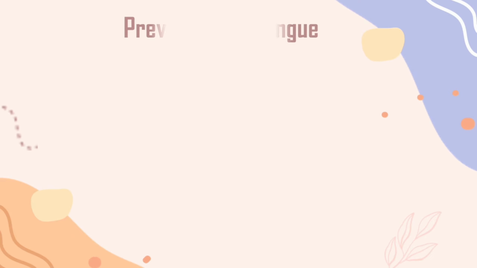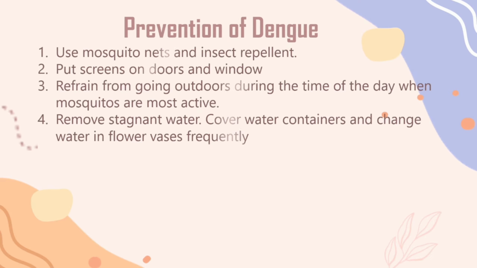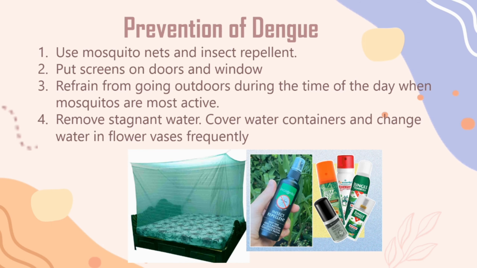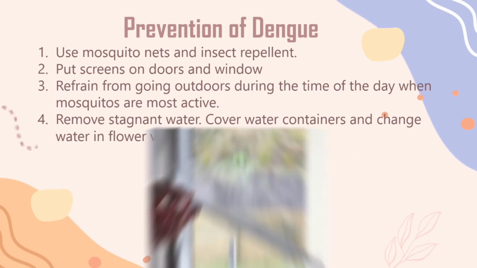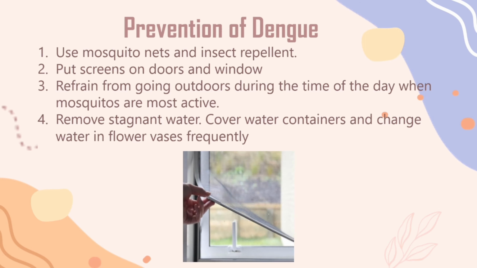So how to prevent this infectious disease? Well, the best way to prevent it is to avoid being bitten by mosquitoes. And here are the following tips on how to do it. So make sure that you take note of these. The first tip is use mosquito nets and insect repellent to protect and keep you from mosquito bites. Second, put screens on doors and windows to keep flies, mosquitoes, and all other unwanted pests out of the home.